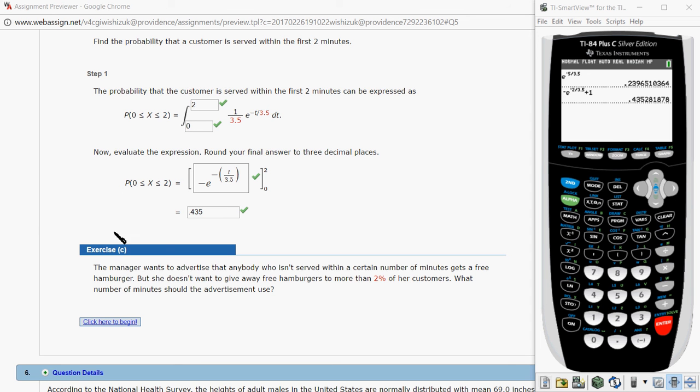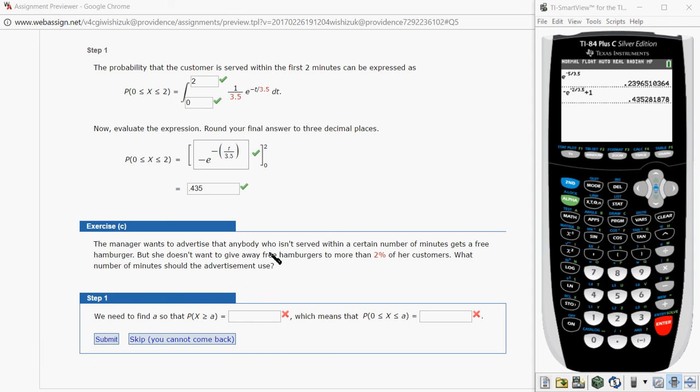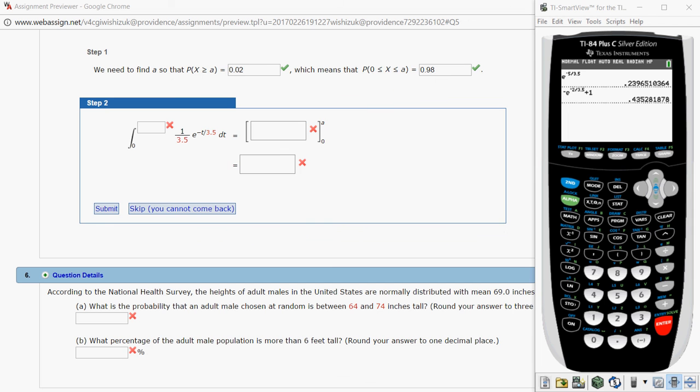Let's look at part C. We don't want to give away more than 2% of the customers. So we have to make sure the probability that x is greater than or equal to a is 0.02, which means the probability of less than a would be, actually not 98, 0.98. Let's submit. We got that.